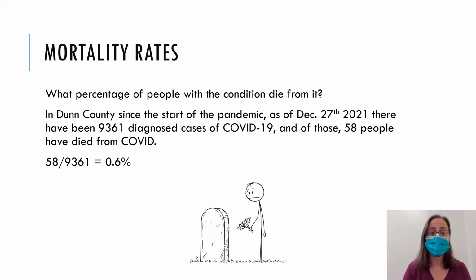Okay, so we did incidence and prevalence. Our final rate is mortality rates. So of all the people who get the condition, what proportion, usually expressed as a percentage, will die from it?